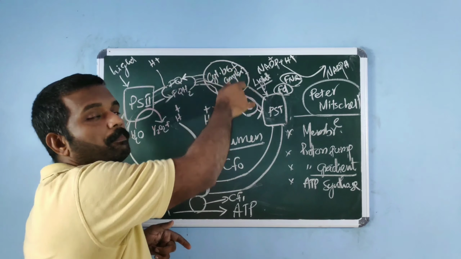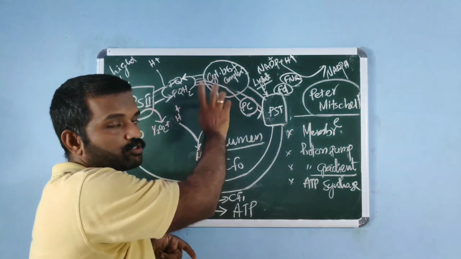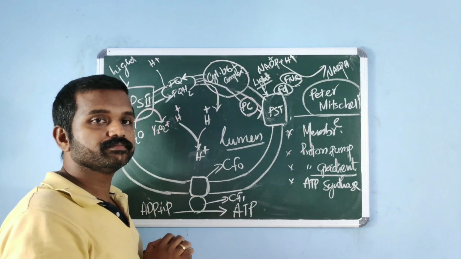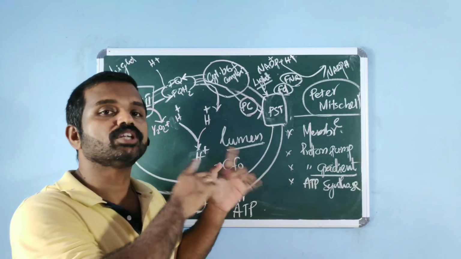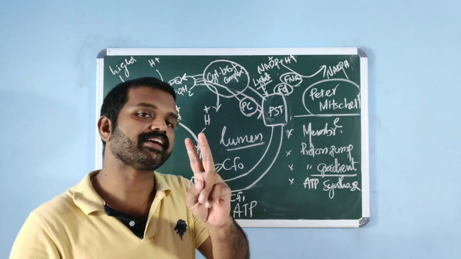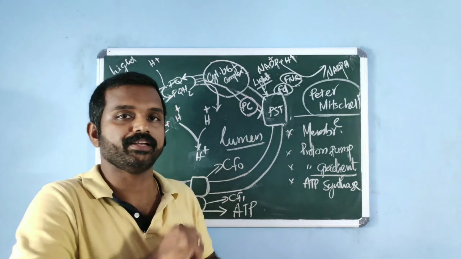So this is the proton pump, plastoquinone and cytochrome. Plastoquinone is a hydrogen carrier. Cytochrome is only an electron carrier. So this is the proton pump which works during electron transport. So this is the second reason which increases the proton concentration in the lumen.